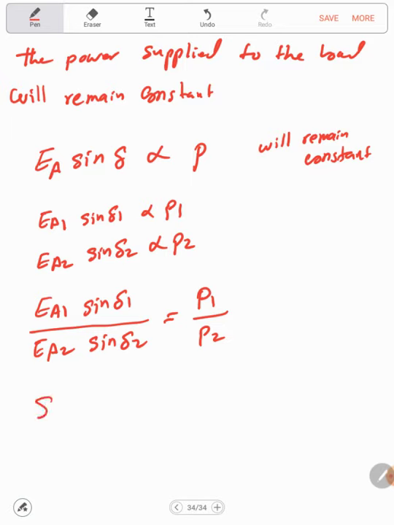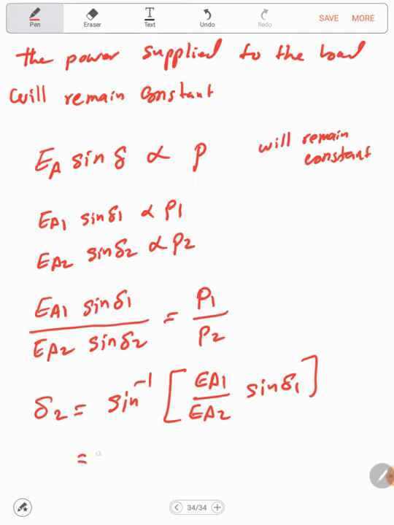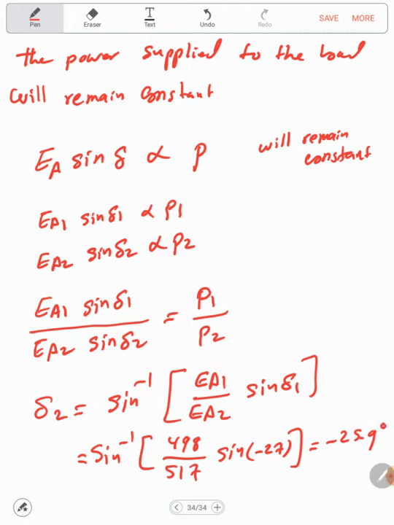So from here we can calculate delta 2, which equal sine inverse of EA1 over EA2 sine delta 1, and this will equal sine the inverse of EA1 was 498, EA2 already found, which is the 517, sine delta 1 we already know minus 27, and here if we do the math this will equal minus 25.9 degree.